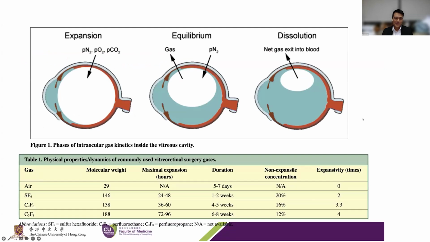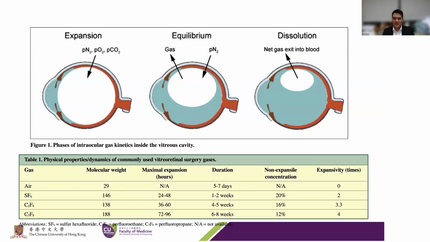Now we all know that intraocular gas is commonly employed in a wide range of retinal surgery. When we're using expansile gases, it first undergoes an expansion phase, then reaches equilibrium, and gradually gets absorbed into our bloodstream. Commonly used intraocular gases include air, SF6, C2F6, and also C3F8.